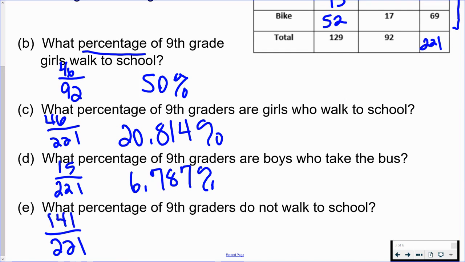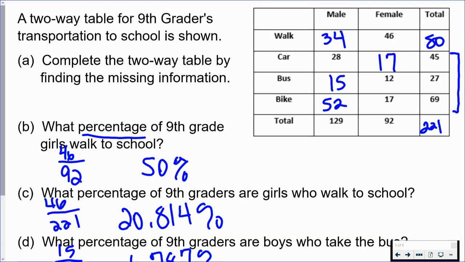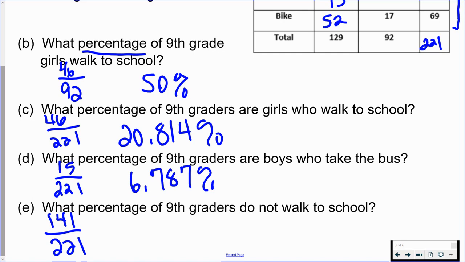And again, you can add up the others. You could add up, what was it, the car, the bus, and the bike. Add up those three numbers, you'll get the same thing. So we have 141 out of 221. Let's get that decimal for the percentage. So that would be 63.801%. Okay, so a large percentage do not walk to school.